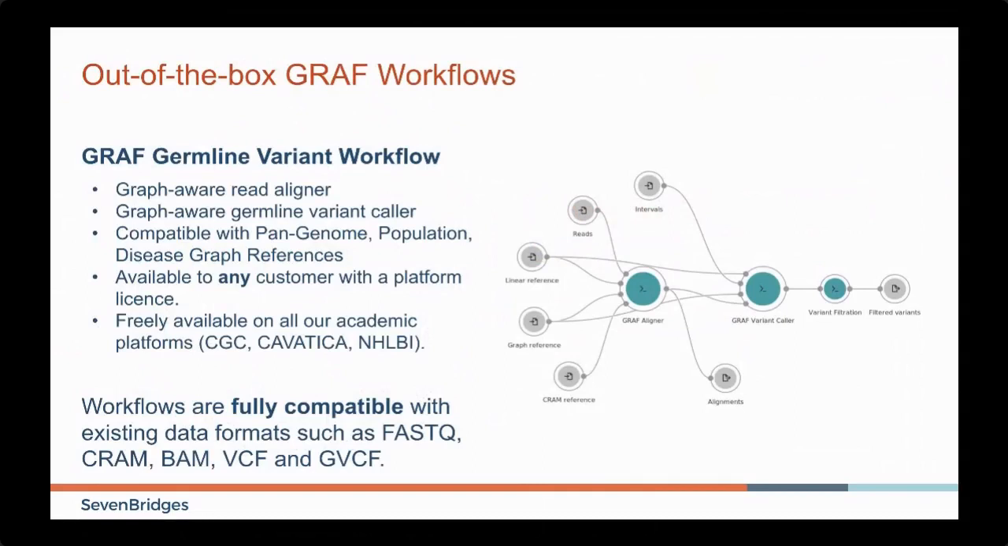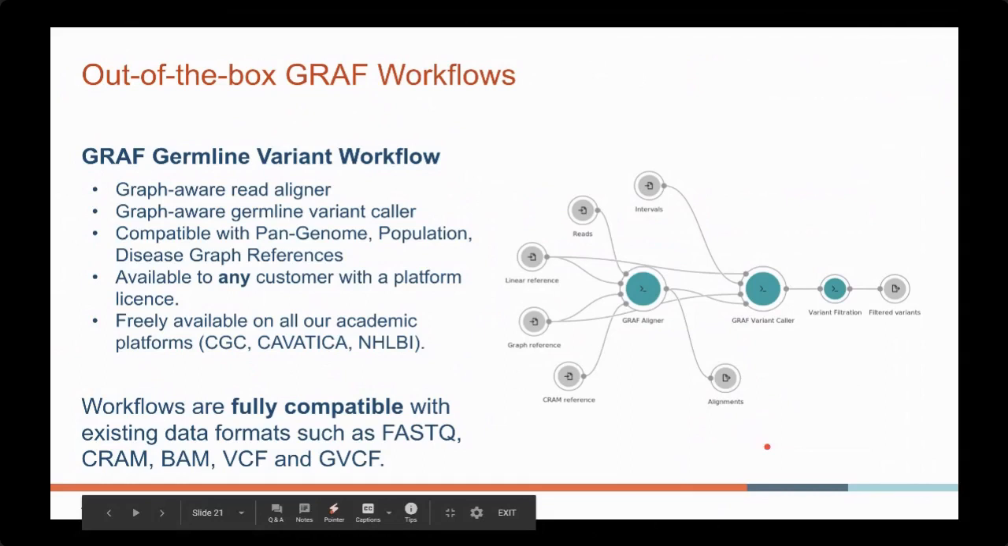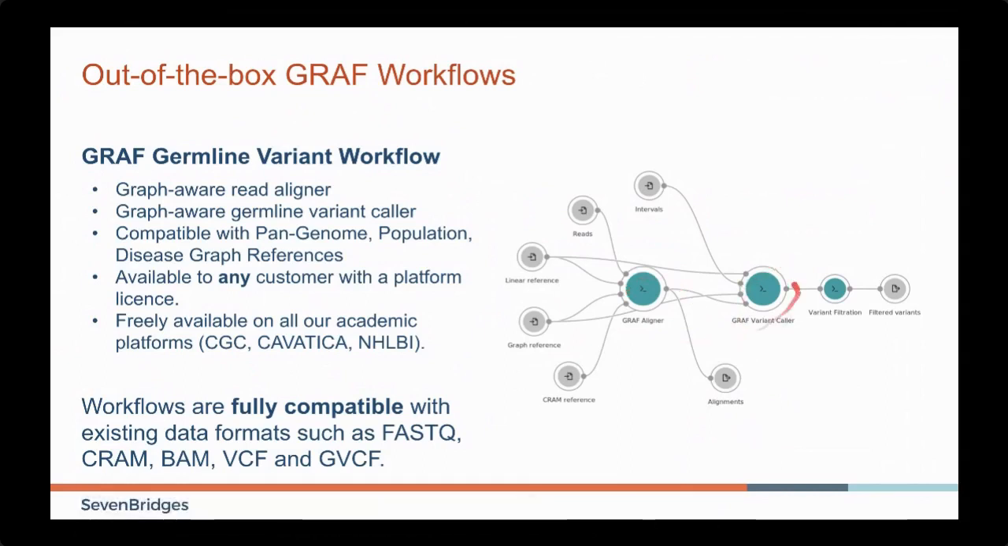So the first available solution that we have is our germline variant detection workflow. This can be used for processing any type of germline data that you have. This workflow consists of our graph aligner and graph variant caller, both of which use our genome graphs, and a final stage of variant filtration at the end.